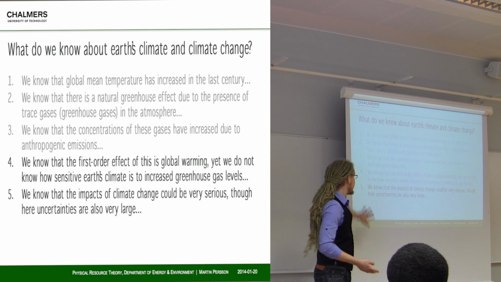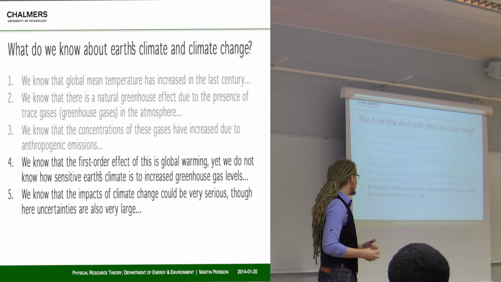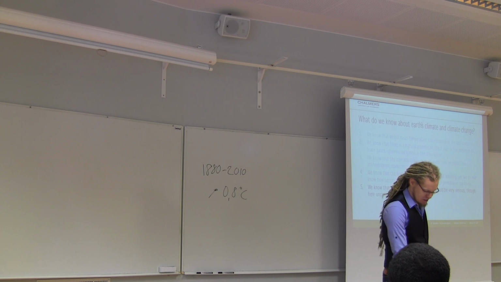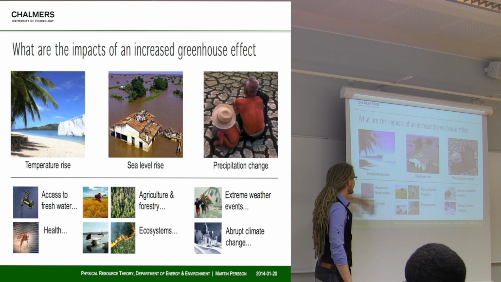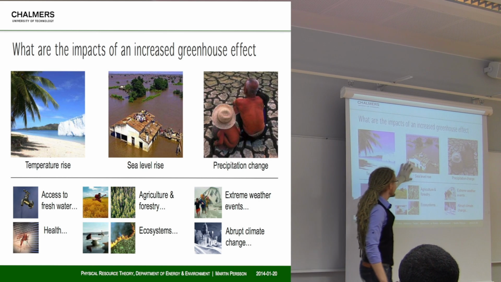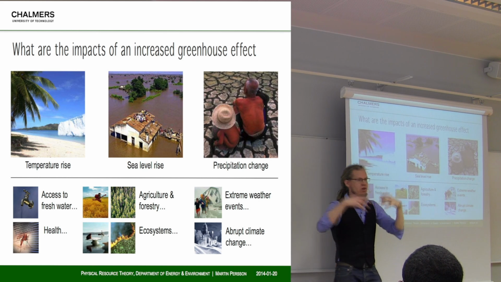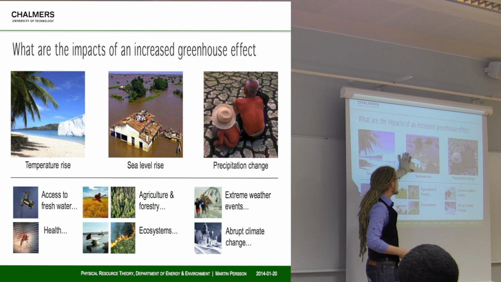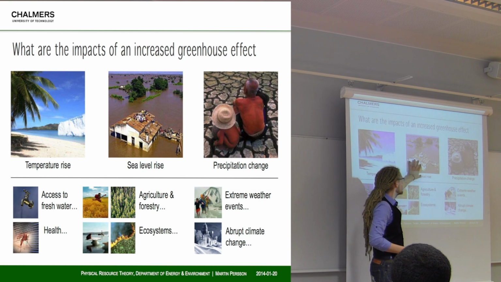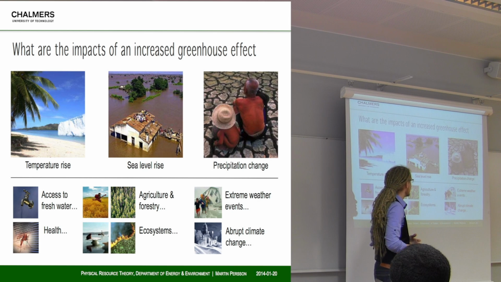Then we know that the impacts of climate change can be very serious, although again, uncertainties are very large. So, I mean, the first order effect is we have temperature rise. That affects sea level rise, both through oceans expanding as they get warmer, but also mainly then through the melting of ice caps, glaciers, and Greenland and so on.